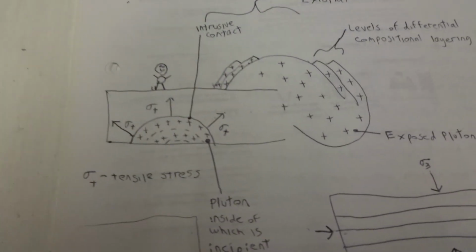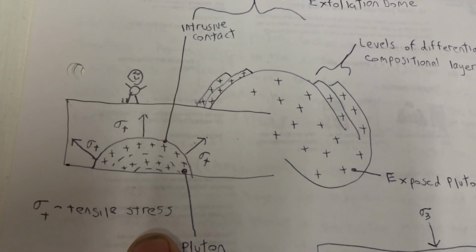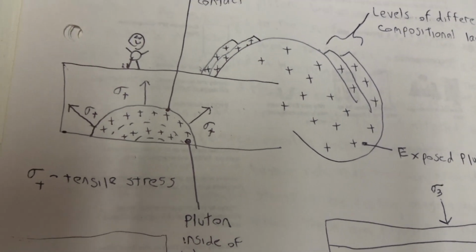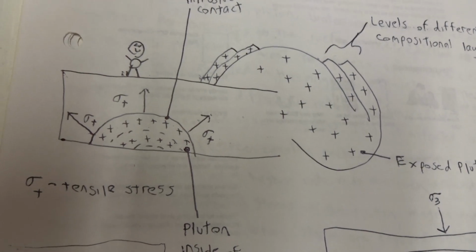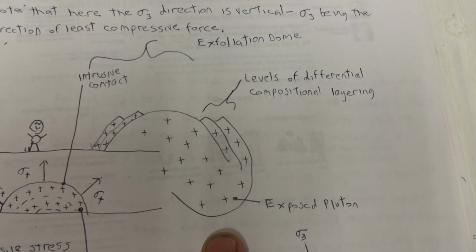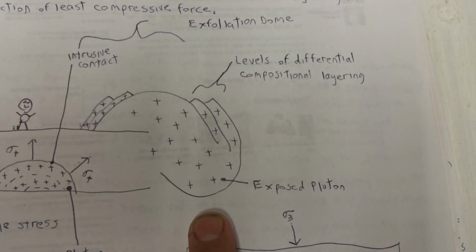Note that here the least principal stress, sigma 3, direction is vertical, sigma 3 being the direction of least compressive force. Tensile, sigma sub T, tensile stress. This is a pluton inside of which is incipient exfoliation. Here's the pluton on the Earth's surface, exposed pluton, and we have levels of differential compositional layering.